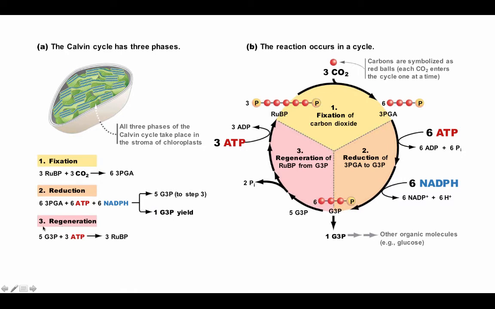Then those 5 3-carbon sugars are going to be reassembled into 3 5-carbon sugars in the form of RuBP, and that's going to continue the cycle, accepting those carbons from carbon dioxide in the next turn of the cycle. And then just another cyclic representation of this, not much different from the one we just looked at.